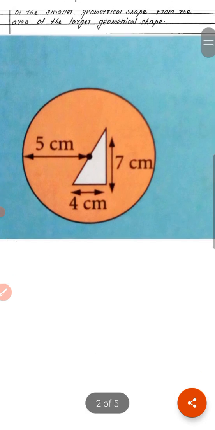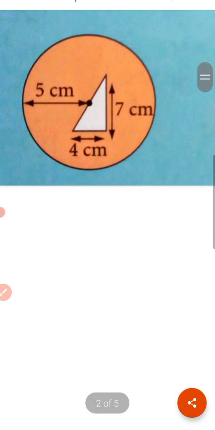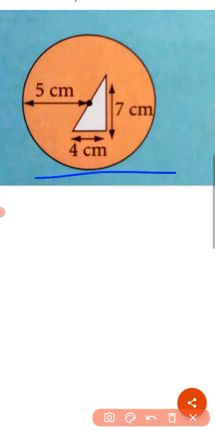Children, here in this question, the given shape is a combination of a circle and a triangle. To find the area of the shaded region means this color, orange color.